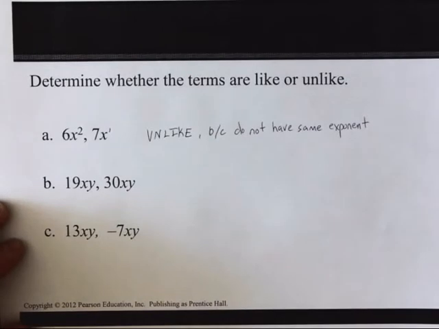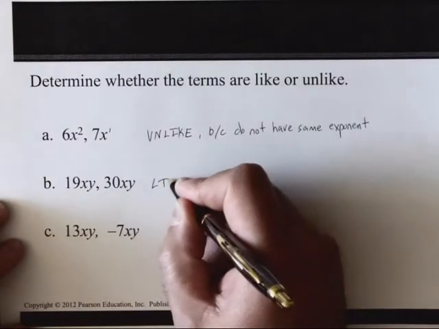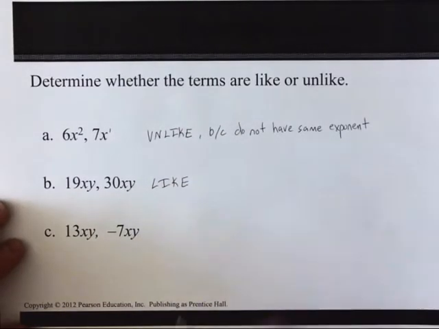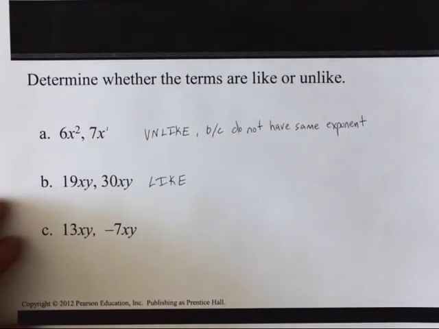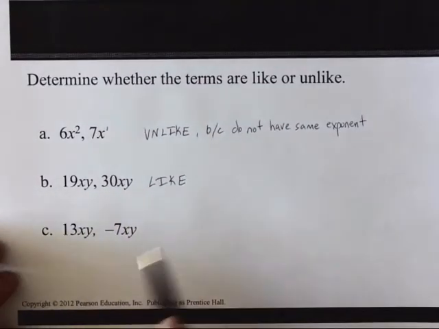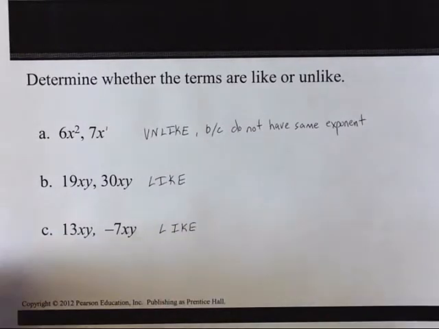Okay, so what about these? Yes, xy, xy, these would be like terms. Okay, they do have the same variable, x and y, to the same exponent. And same thing down here, these would be like terms as well, even though they have different coefficients, the terms are the same.